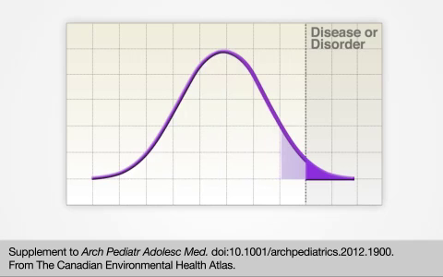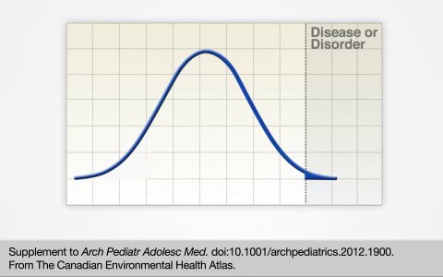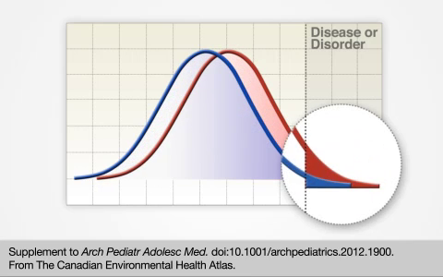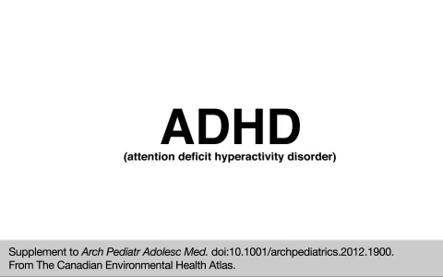The basic idea of shifting the curve is that a small increase in exposure can result in a large increase in the percent of people with a disease or disorder. We can use a study about ADHD to show how this works. ADHD is a brain disorder.